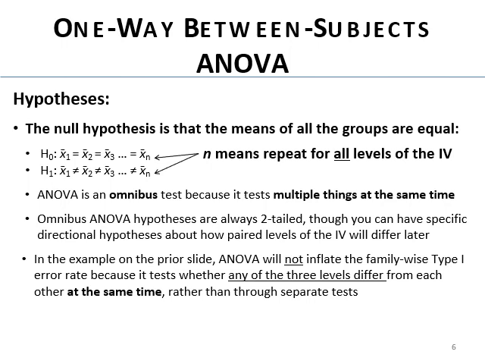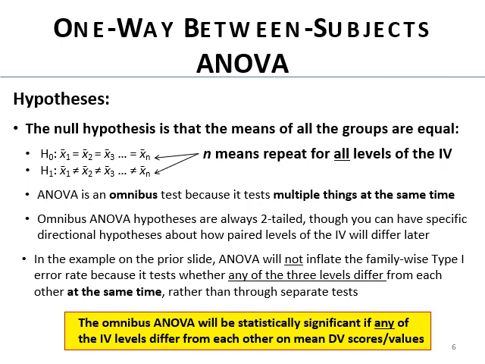And your ANOVA will be statistically significant if any group differs from any other group. So that's how it saves your type 1 error inflation. And that's what I say here: the Omnibus ANOVA will be statistically significant if any of the IV levels differ from each other on the mean DV scores.